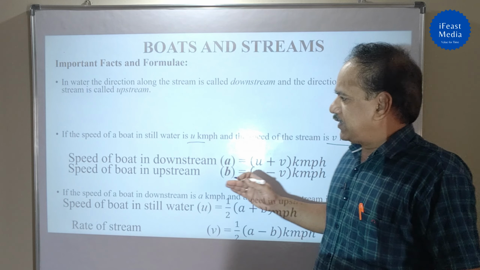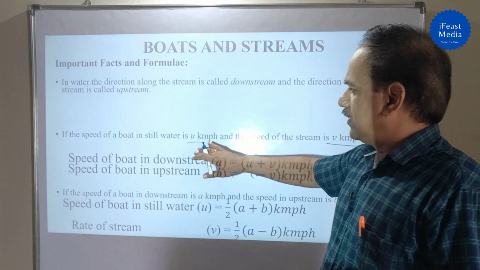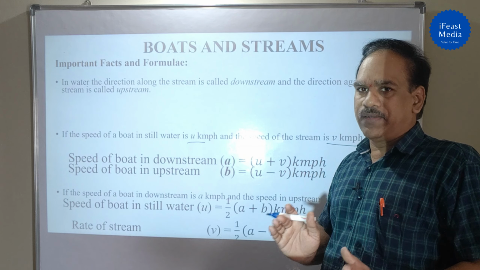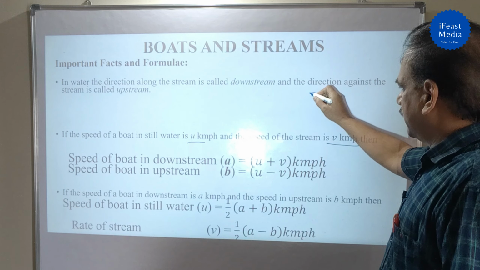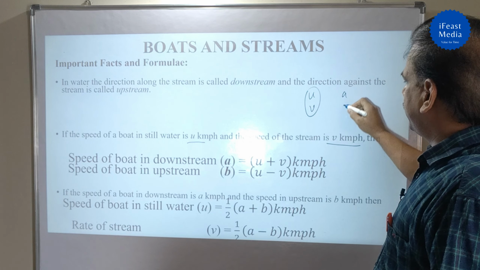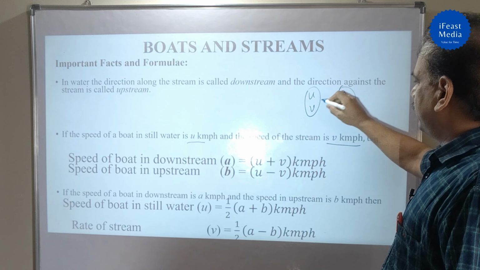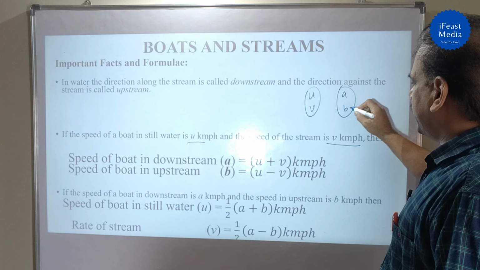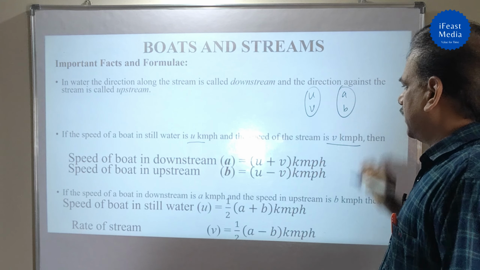In rivers, what is given here? Speed of the boat in still water is a pair, right? You have two pairs here. UV is one pair and AB is another pair. If U and V are given, you can find AB. If A and B are given, you can find UV.